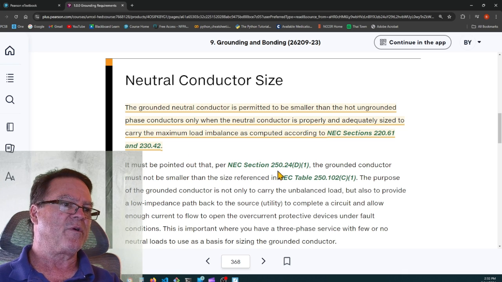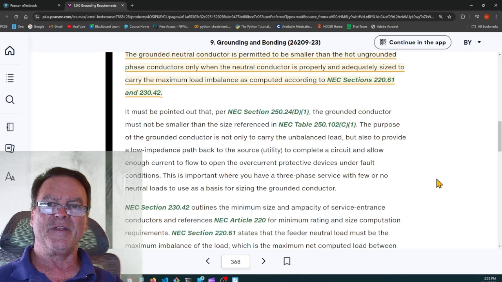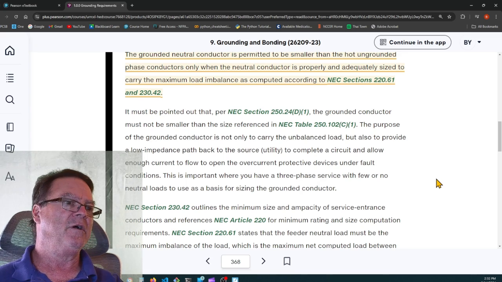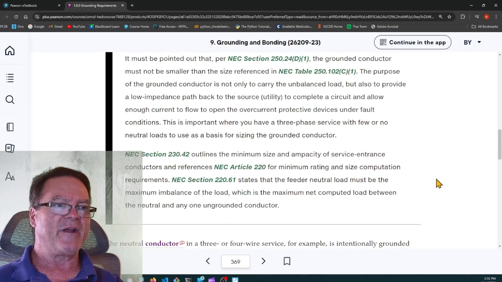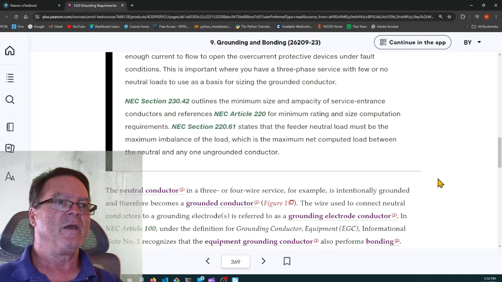It must be pointed out that per section 250.24(D)(1), the grounded conductor must not be smaller than the size referenced in NEC table 250.102(C)(1). So the grounded conductor, the neutral conductor, cannot be smaller than the main bonding jumper. It has to be able to carry all fault current imposed on it.